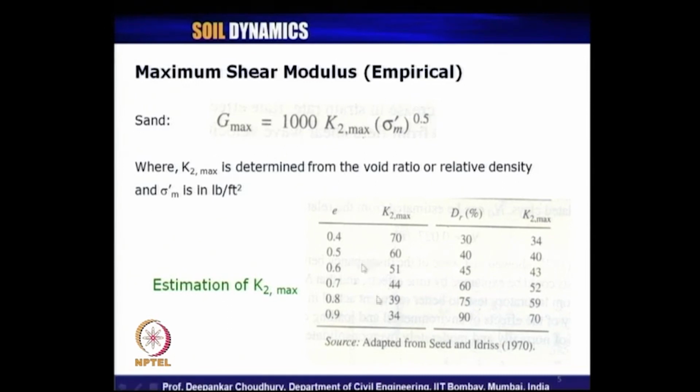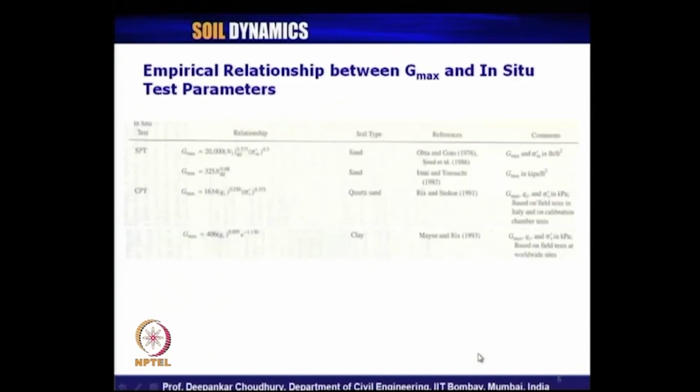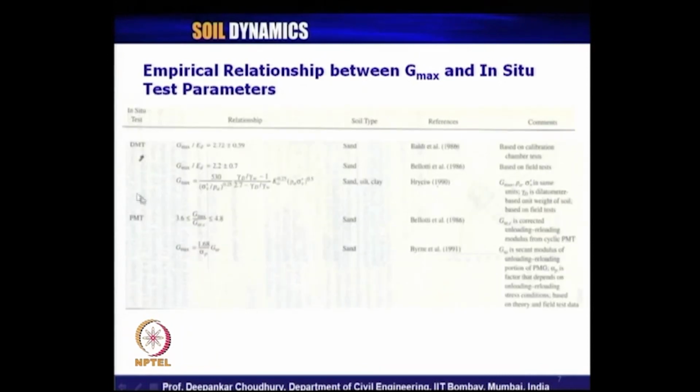So, this is the equation proposed by Seed and Idris in 1970. Other relationships have been proposed by several other researchers also, depending on in situ test parameters, that is standard penetration test value or cone penetration test value, to compute the Gmax. Also, the dilatometer test value or pressuremeter test value can be used to compute Gmax, as was proposed by several other researchers for different types of soil.